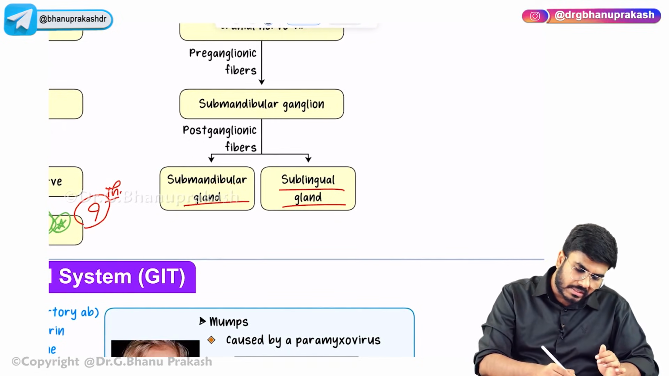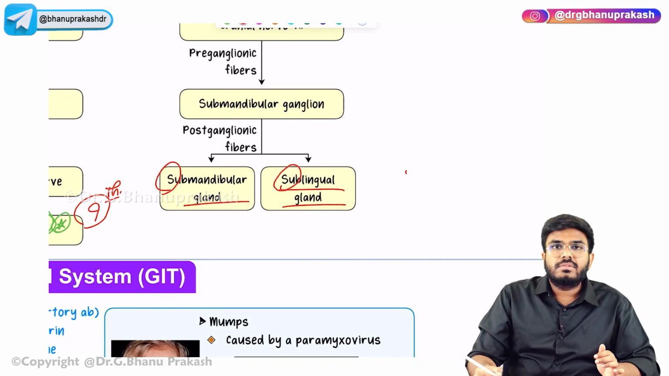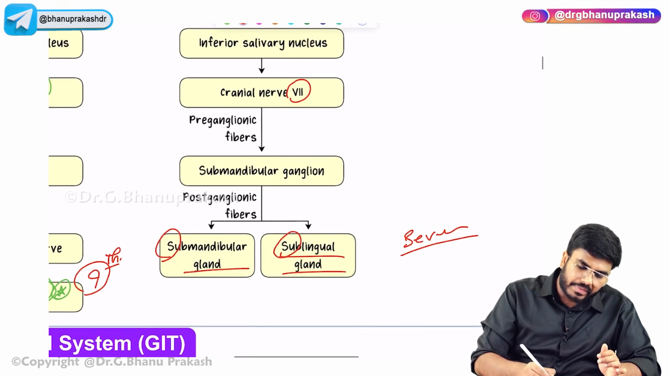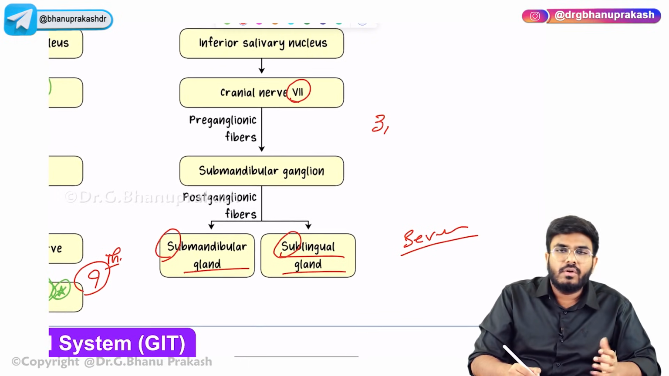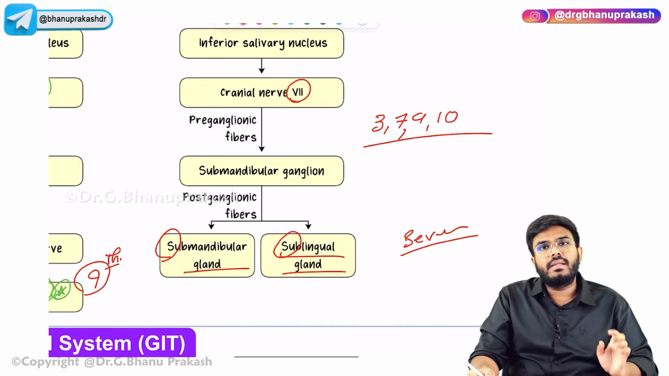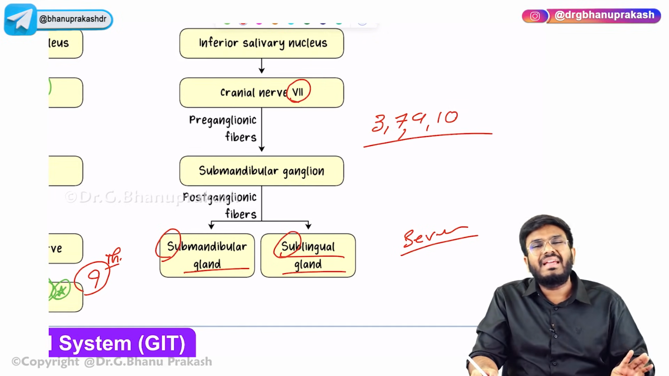Submandibular and sublingual, they are starting with which letter? S. So S for 7. So 7th cranial nerve. So which parasympathetic nerves? You know there are 4 parasympathetic cranial nerves: 3, 7, 9, 10. 3, 7, 9, 10 are the only 4 parasympathetic cranial nerves.